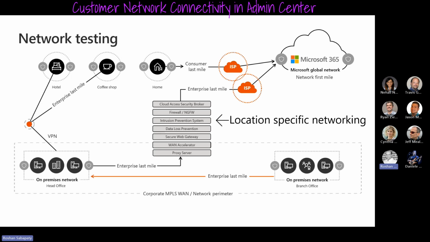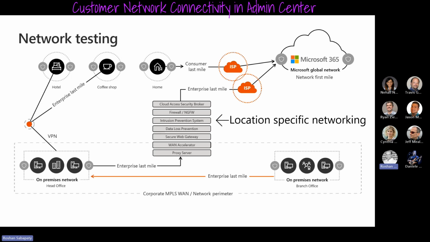It's also important to understand why the experience is different for a user in the branch office because of the connectivity choice they have made, and why the experience may be different for a user in a hotel or a coffee shop because of a connectivity choice like a VPN backhaul. So this is really what we try to represent in the admin center.